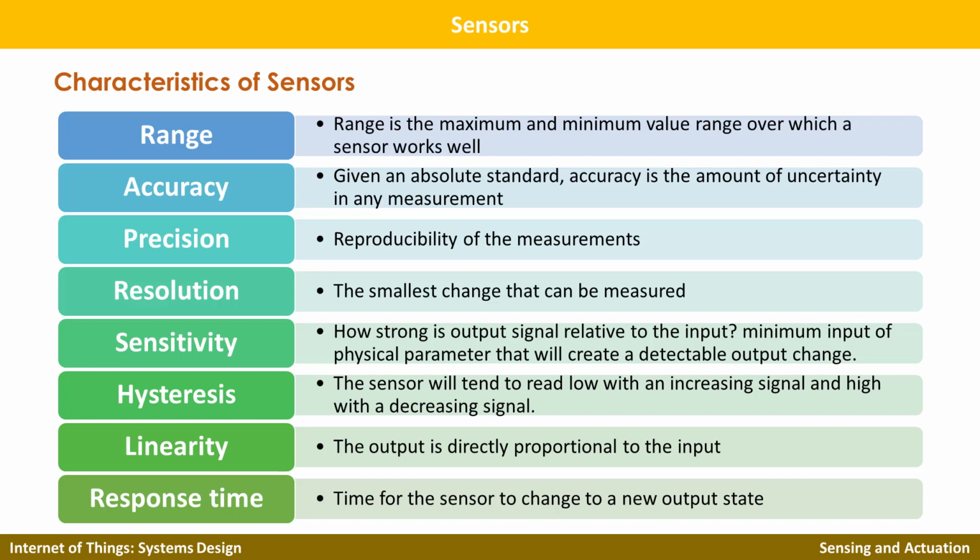Sensitivity is how strong the output signal is relative to the input. Or in other words, the minimum input of a physical parameter that will create a detectable output change. So how much does the physical parameter need to change in order to create a detectable output in the sensor? Hysteresis is a measure of whether the sensor output changes independent of the direction of the change of the input parameter.